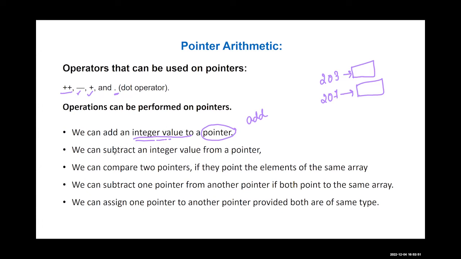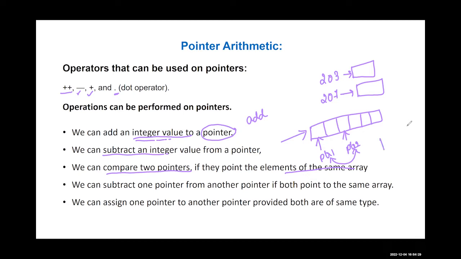We can subtract an integer value. Similarly, the way we can add, we can subtract as well. We can compare two pointers if they point to elements of the same array. So comparison is possible only provided they are pointing at the same array. We all know that an array is a consecutive memory allocation, isn't it? So if there is a pointer which is pointing here, for example pointer 1, and another pointer pointing over here, pointer 2, in this case only I can compare them. The comparison between these two is possible since they are pointing at the same array.